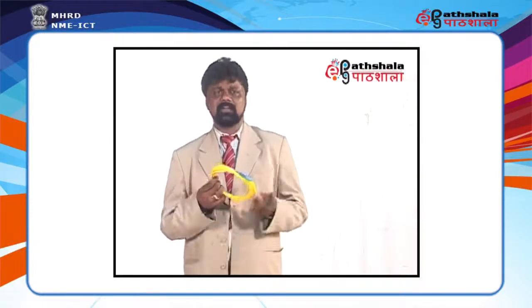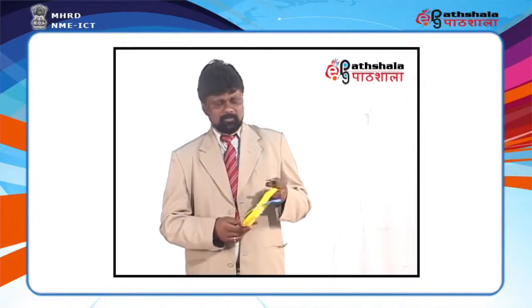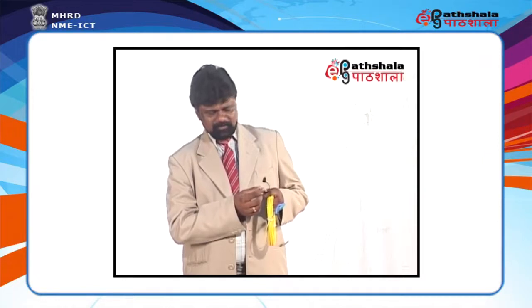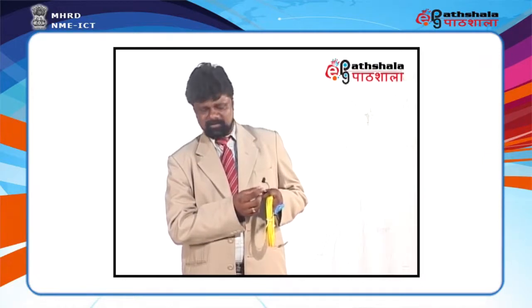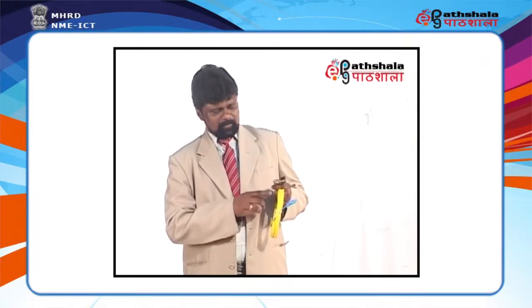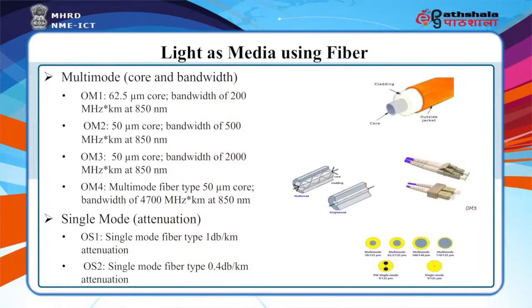All these cables are used to carry signals, but in fiber, as I mentioned, it is using light as the media. So here the classification is done based on the core and bandwidth. Core is the thickness of this wire, and then the bandwidth available. So we have OM1, OM2, OM3 and OM4 kinds of cables in multi-mode fiber. We have these categories.